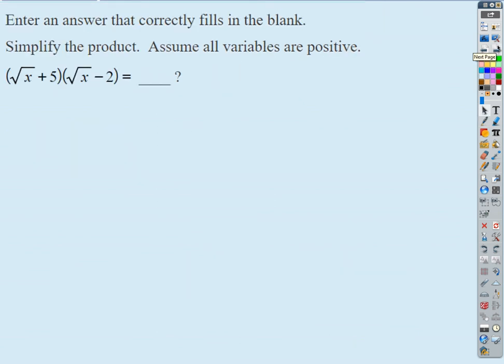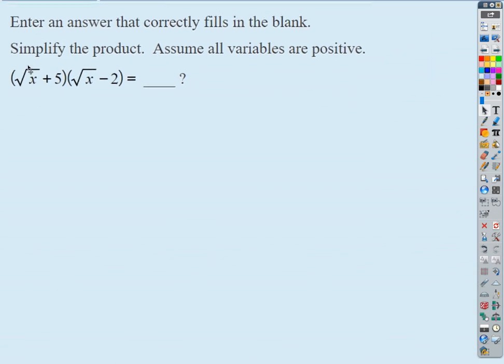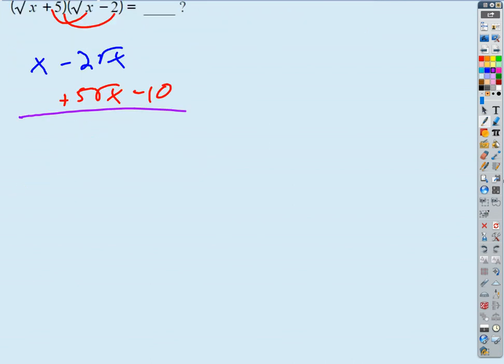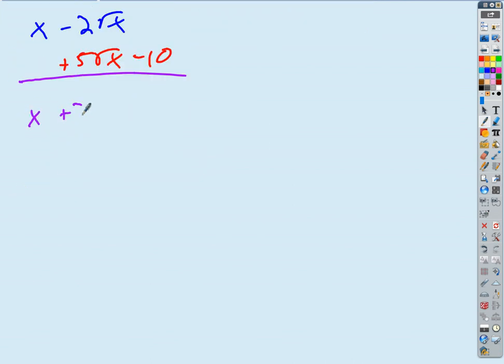Very, very simple. What do I do here? Distribute. So if I distribute the radical x, square root of x times square root of x is x, minus 2 square root of x. If I distribute the 5, I'm going to get a plus 5 radical x minus 10. And if I add all that stuff up, I get x plus 3 radical x minus 10. No big deal, right? Okay?